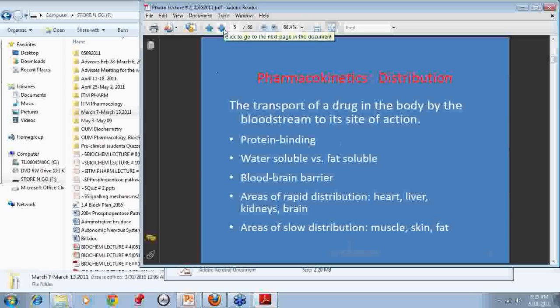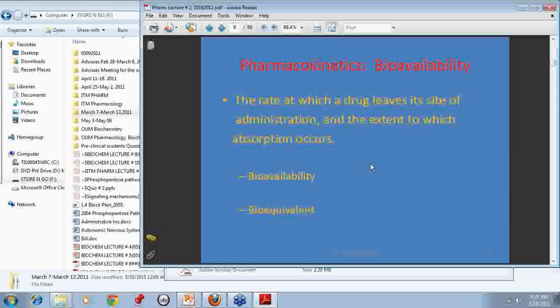There is, of course, we already addressed what's meant by the bioavailability here: the rate at which a drug leaves its site of administration and the extent to which the drug is absorbed. So that's bioavailability, and you can measure that by the area under the curve when a drug is given orally over the area under the curve when the drug is given intravenously.